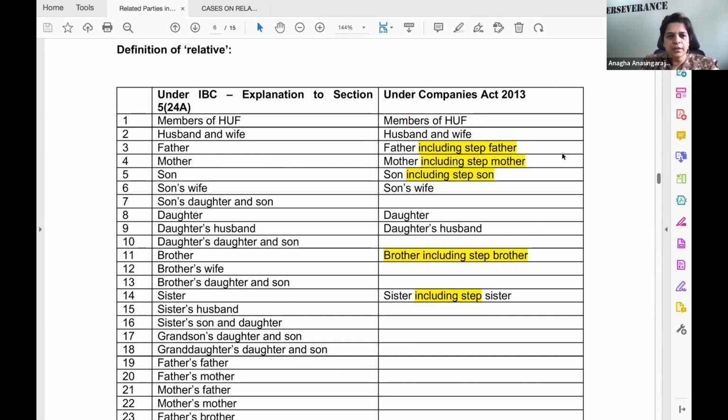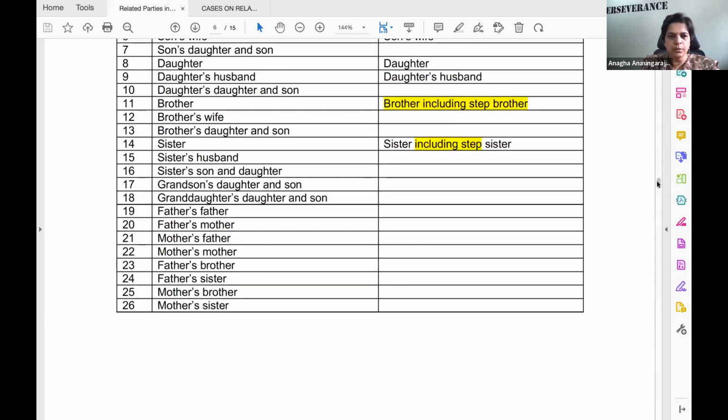Under the IBC, it is father who becomes a relative. Under the Companies Act, father including the stepfather. Same for mother, same for son. Son's wife is common. Son's daughter and son are not covered under the Companies Act, but they are covered as a relative under the IBC. Then daughter, daughter's husband, daughter's son, daughter's daughter and son. The brother also includes a stepbrother here. Then the brother's wife, brother's daughter and son, sister including the stepsister are common at both the places.